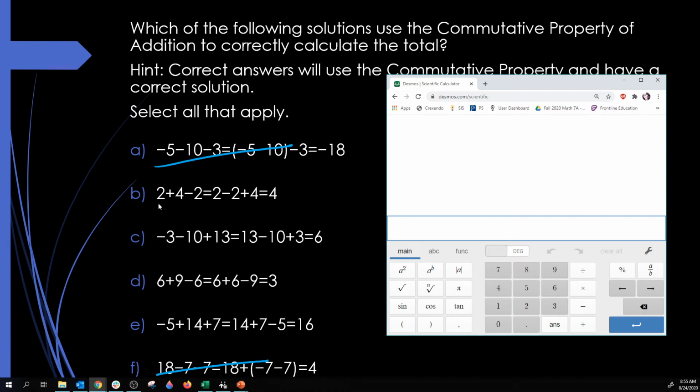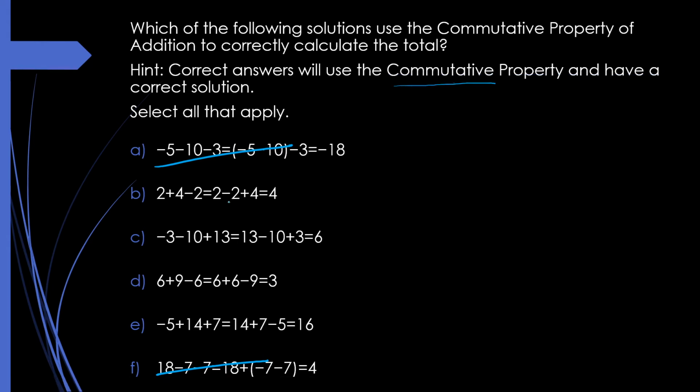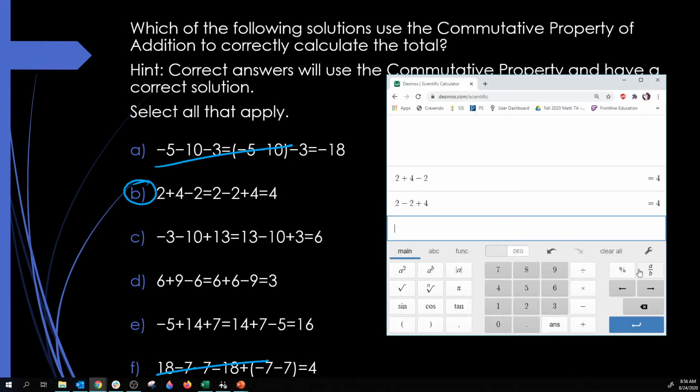Okay, so I'm going to start with the first three, which is 2 plus 4 minus 2. So that's 4, that's good. 2 minus 2 plus 4. That also equals 4. So both sides of my equal sign here equal 4. So B is going to be an answer I want to choose. Let's check our next one.